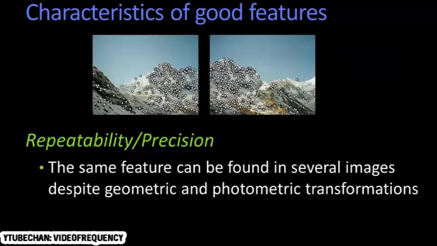The first thing that makes a good feature is simply repeatability, or precision. Repeatability means that if I find you in the left image, I better find you in the right image. Or if I have a sequence of images that I'm trying to align, I want to find that same feature point. I want to detect it as a point in as many of them as possible.